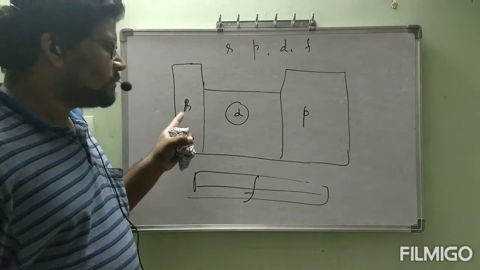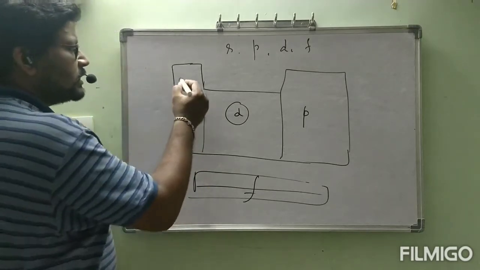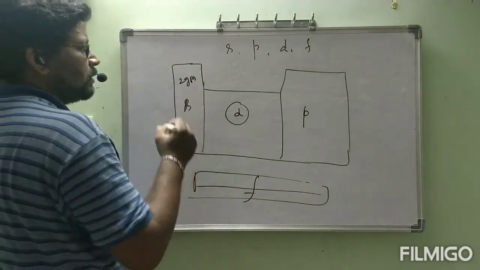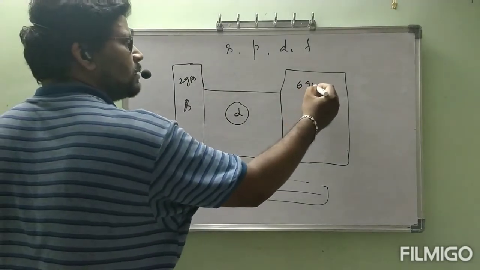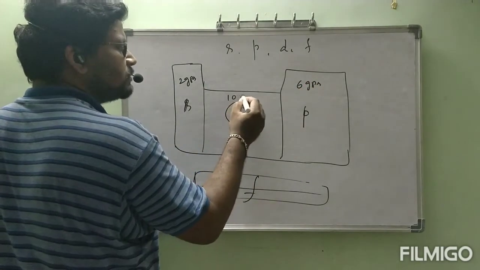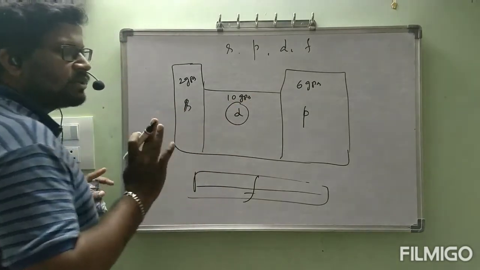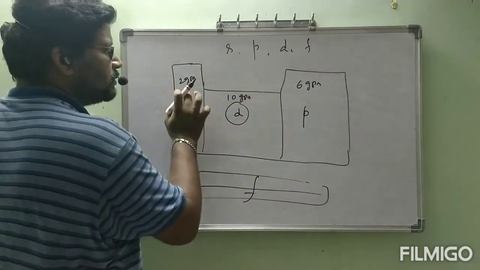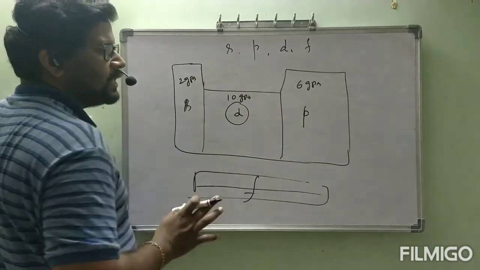This is the S block. S block contains 2 groups. P block contains 6 groups. D block contains 10 groups. The total number of groups: 2 plus 10 is 12, 12 plus 6 is 18.